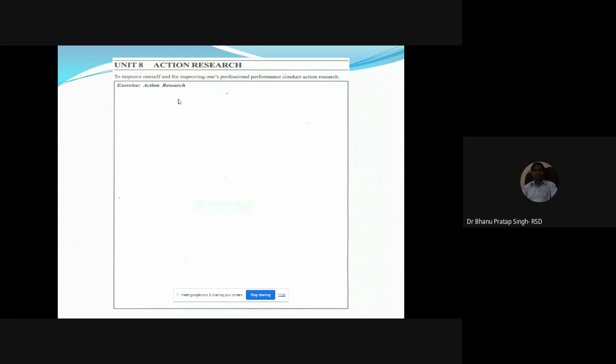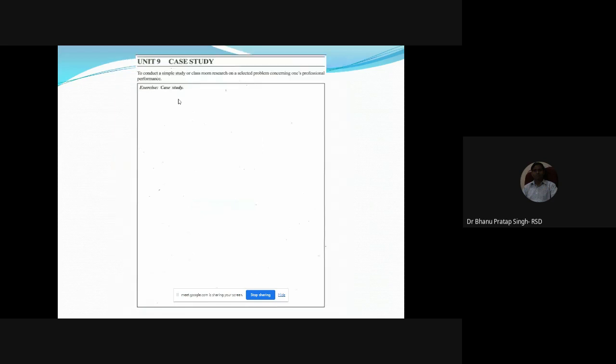Choose any issue, whatever you feel needs to be taken care of. Like if the child is not paying attention in a particular session, a particular period, then it is a case of action research. As a teacher, we have to identify the reason and its implications, and then the final outcomes, the generalization of results. So this is Unit 8.